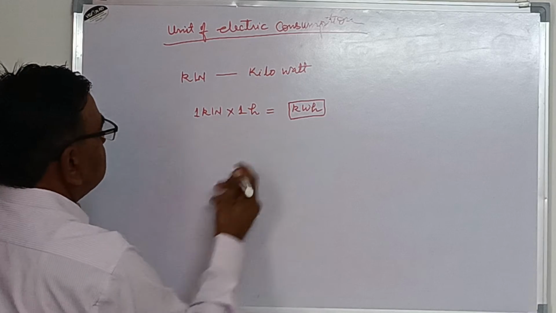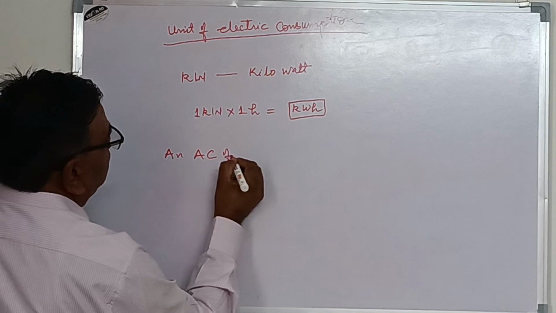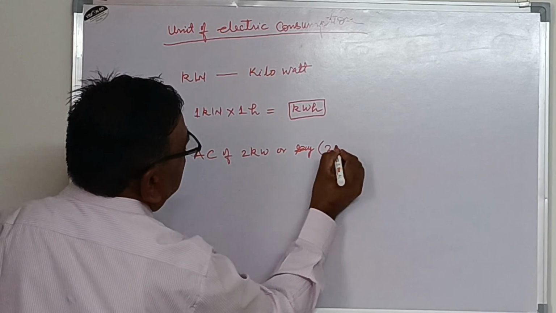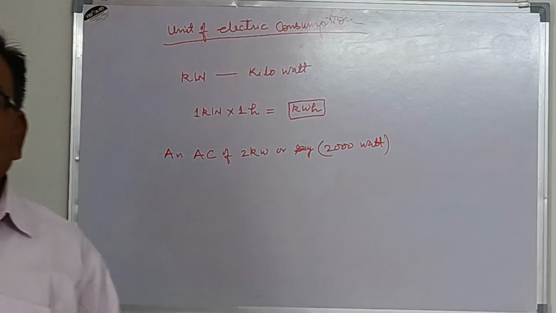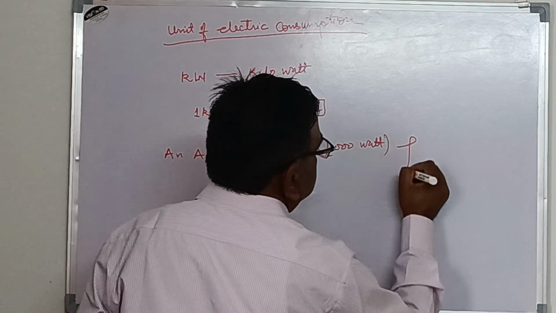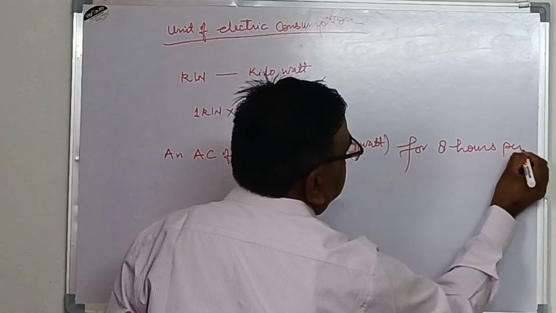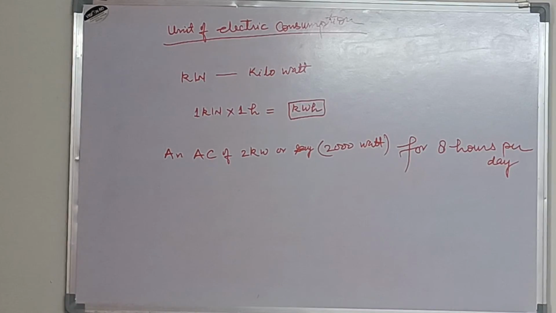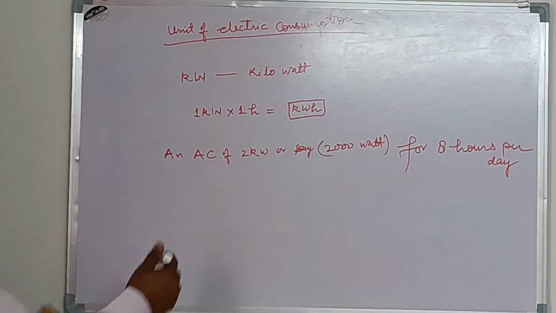Say you use an AC of 2 kilowatt, or say 2000 watt, for 8 hours per day. So how will you calculate the consumption of electricity for 1 month?